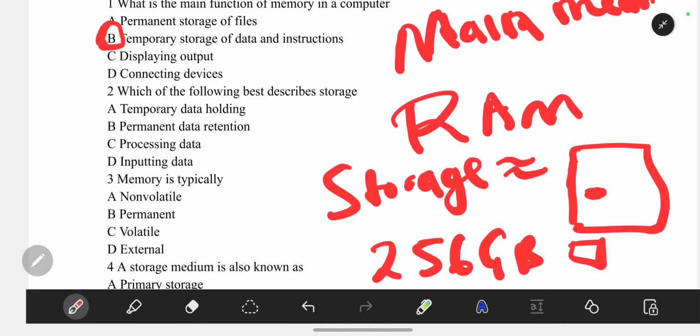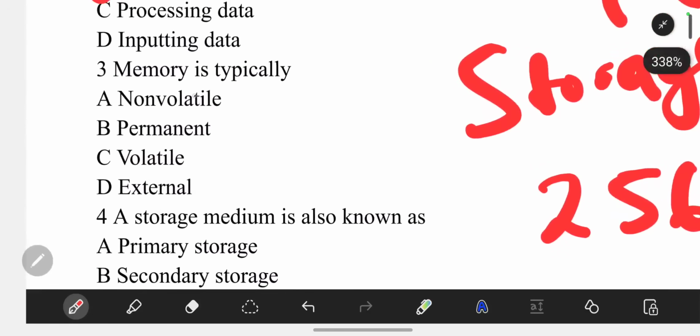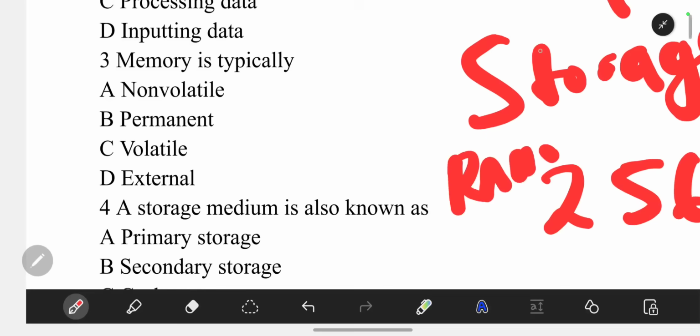So when we are looking at which of the following best describes storage, storage has to do with permanent data retention. When we look at our question number 3, memory is typically, so remember memory, we are mostly looking at our RAM, memory is volatile, meaning to say it loses its content every time power is off.